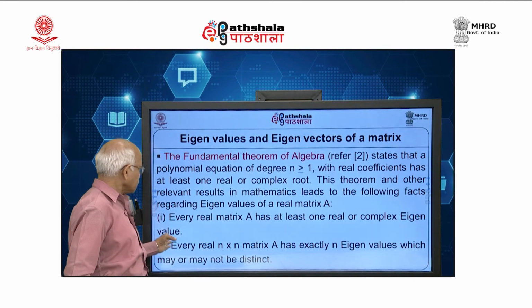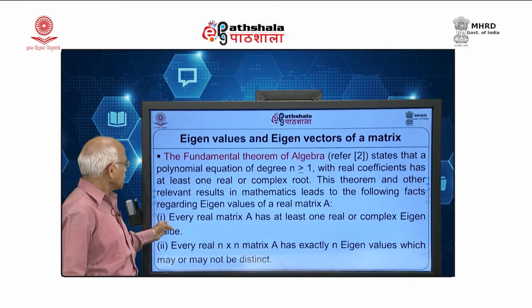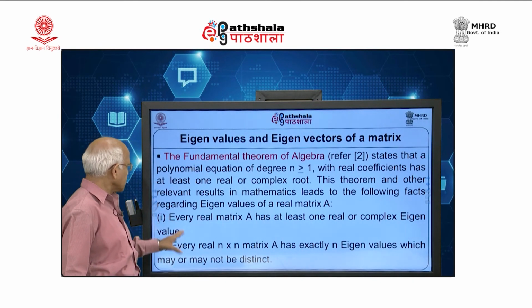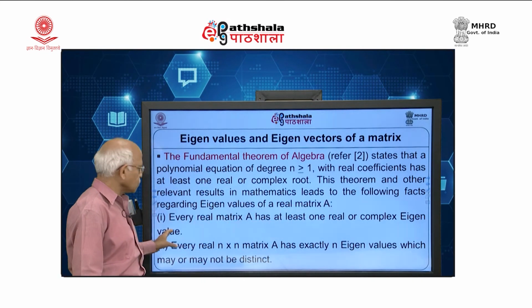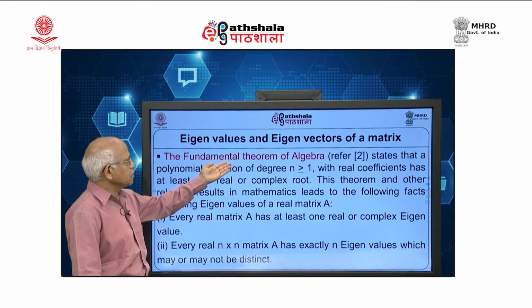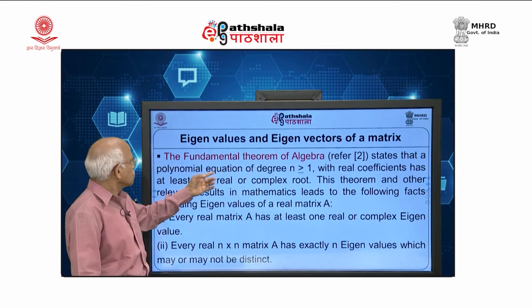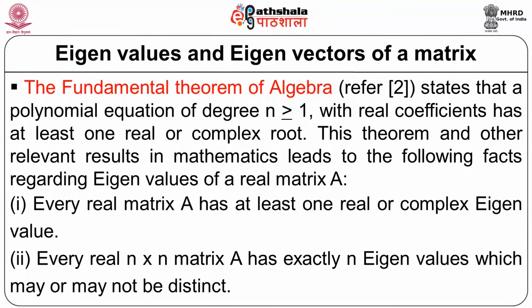So, the first fact about eigenvalues is that, because of this theorem, every real matrix A has at least one real or complex eigenvalue, because it is an algebraic equation, a polynomial equation of degree n greater than or equal to 1. The characteristic equation is a polynomial equation of degree n greater than or equal to 1, and therefore it has at least one solution, and that is at least one eigenvalue of A.